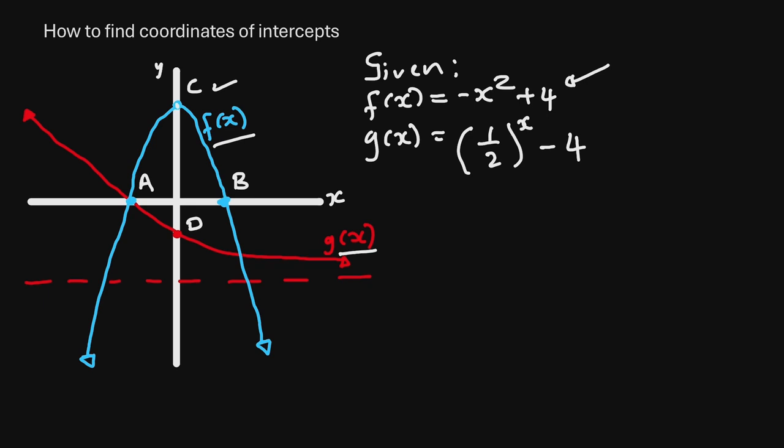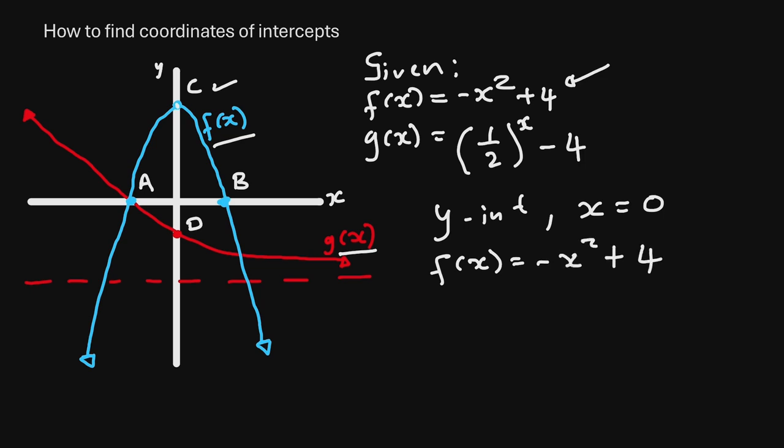For the y-intercept, remember we let the value of x be 0. But this y-intercept, which is c, is on which graph? It's on the graph of f at x, which is given as f at x equals minus x squared plus 4. Remember, this f at x simply means y. It's a function, so the equation can be written as y equals minus x squared plus 4.